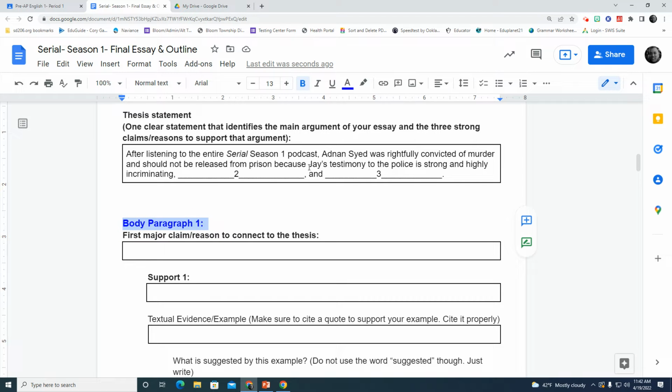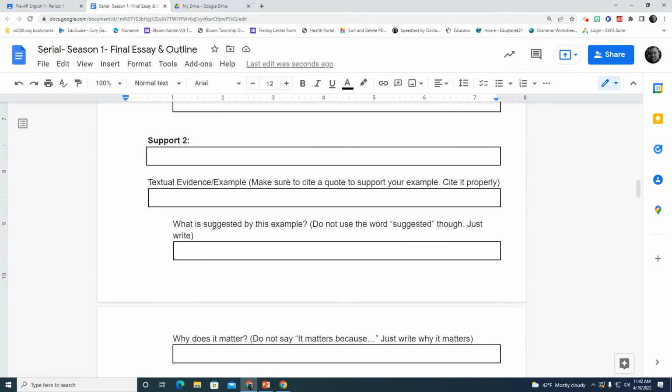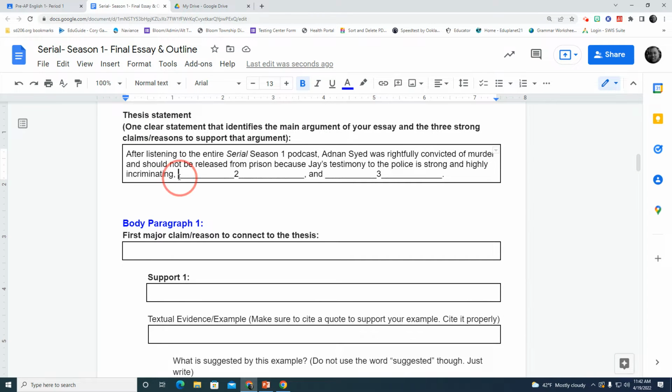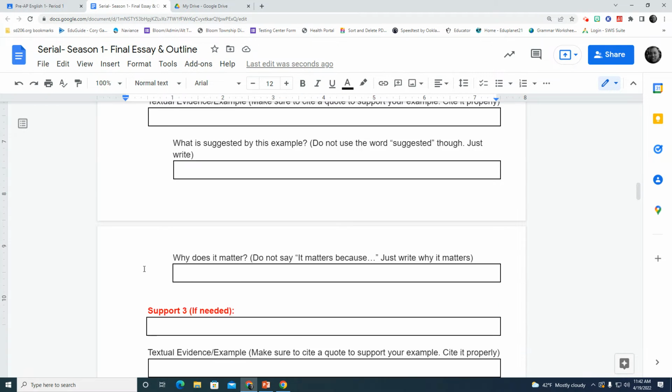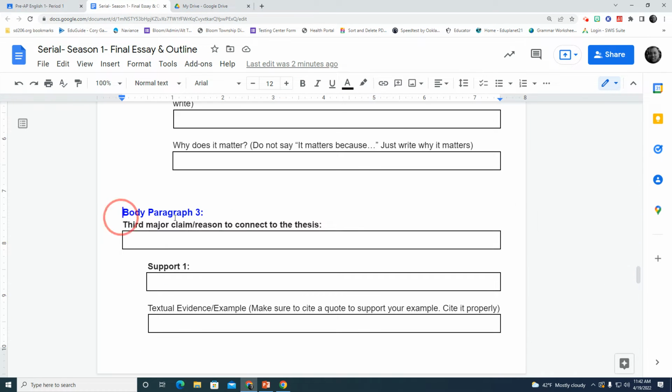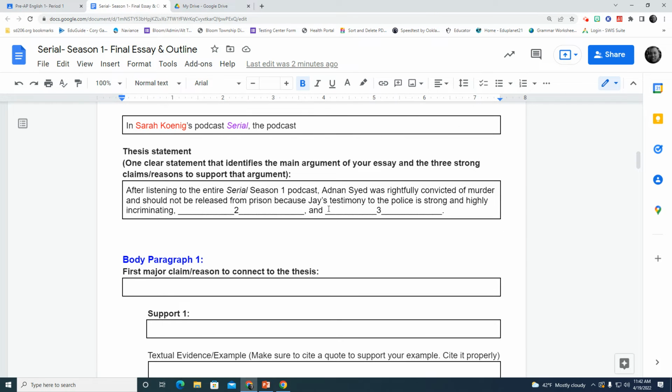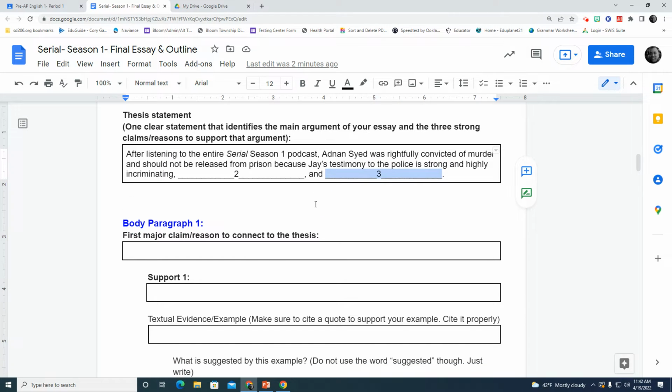So body paragraph number one focuses on my first main point. Body paragraph number two would focus on my second main point. And then, of course, body paragraph number three would focus on my third main point, right? So that is how the reasons drive your paragraphs. But for this video alone, we're just going to talk about body paragraph number one. And then you'll just repeat the process three times for all your other body paragraphs. Remember, the body paragraphs are the most important part because this is where you're presenting your reasons, using evidence, and proving your position. Okay?